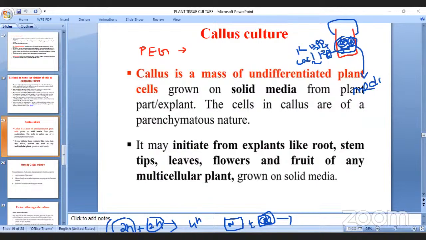Anther, pollen, and ovule culture are explained here. Anther, pollen, and ovule are different, but the process and the steps are the same. Don't get confused by those steps. The next one is biotechnology, transgenic plants. I will explain transgenic plants later.